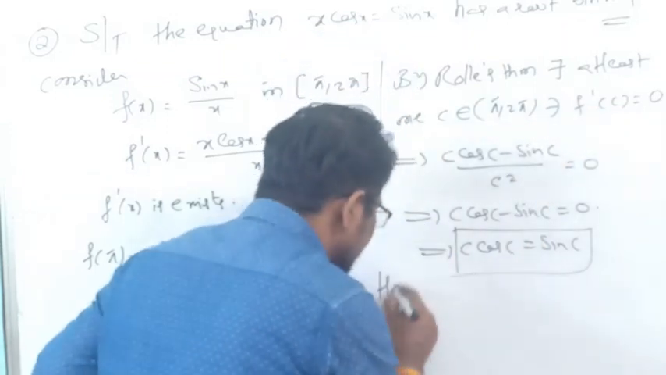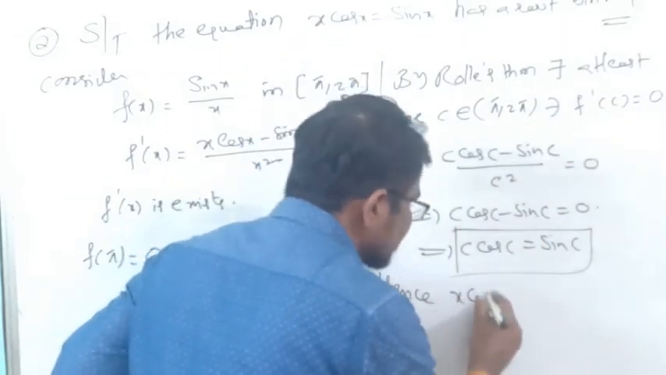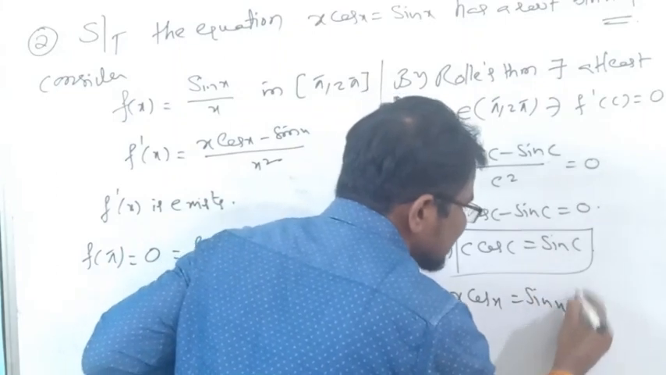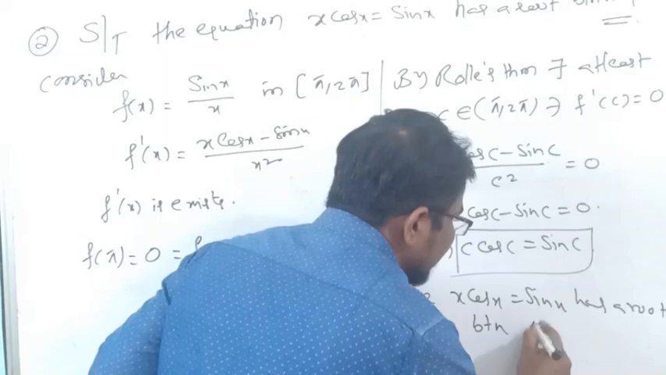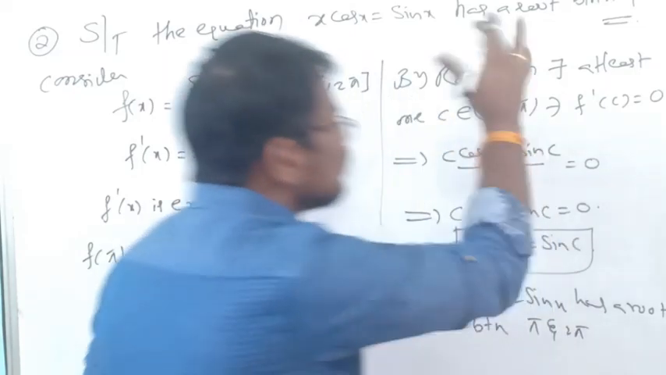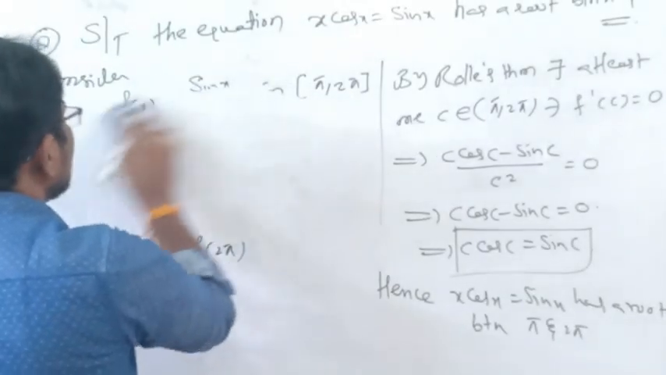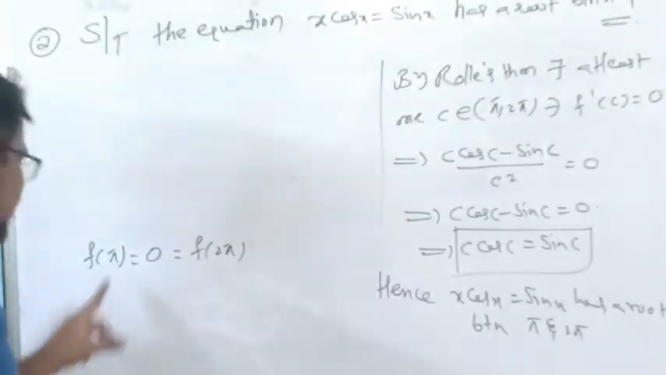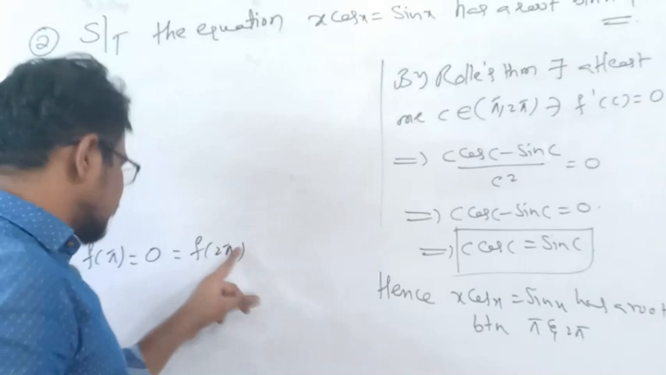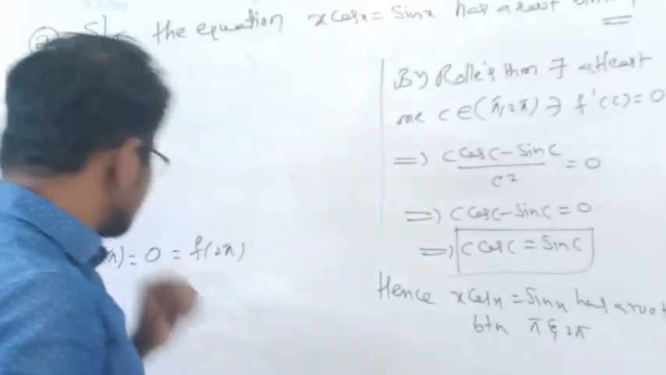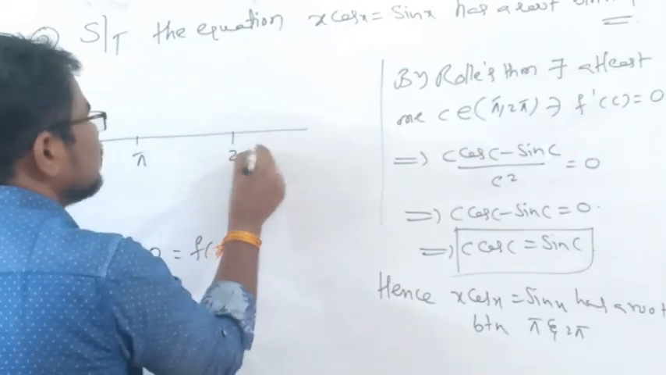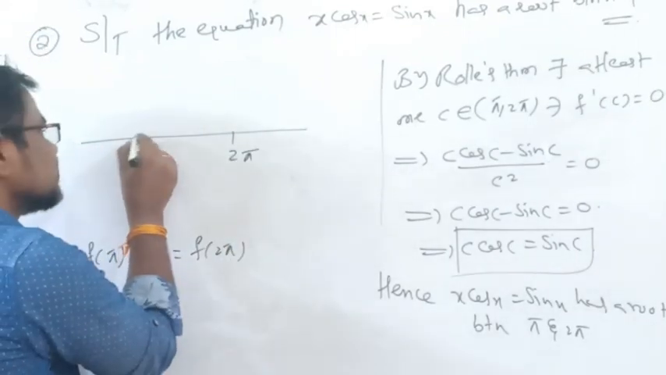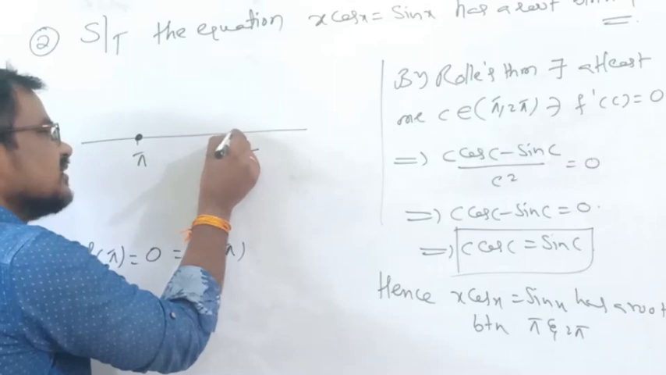Hence we can write, x cos x equal to sin x has a root between pi and 2 pi. That is all we have to show. Here see, f of pi and f of 2 pi, both functional values, are 0. Here you take pi, here you take 2 pi. Here the functional value is 0, and here also the functional value is 0.